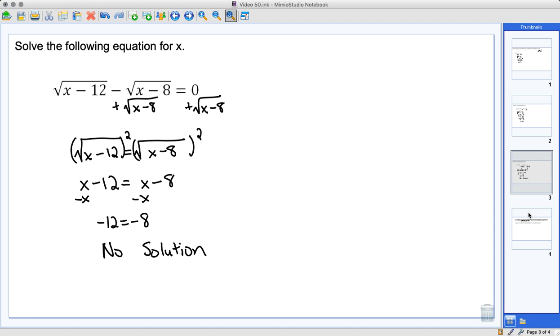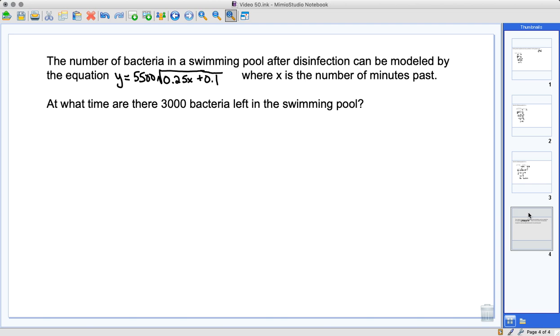The reason why story problems go with this section is because really you're taking an equation and you're going to solve it, like we're going to solve for x. Basically, we're going to take this number and put it in for y. So we're going to have 3,000 equals 5,500 square root of 0.25x plus 0.1. As you're doing this, you're going to get decimals. Decimals are okay. Don't think that you've done something wrong if you get a decimal.